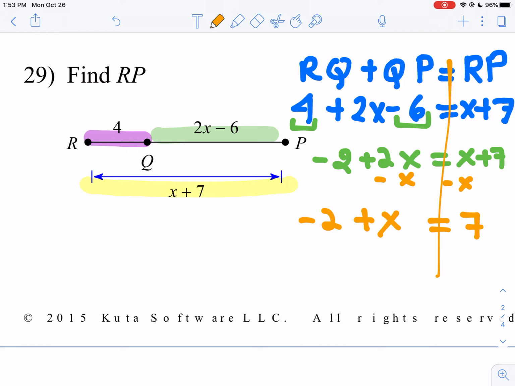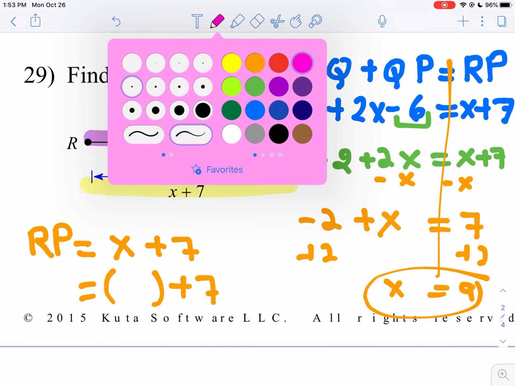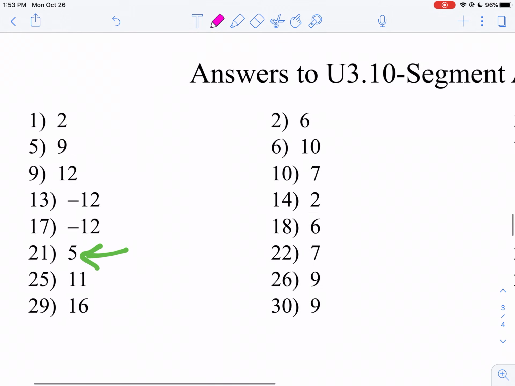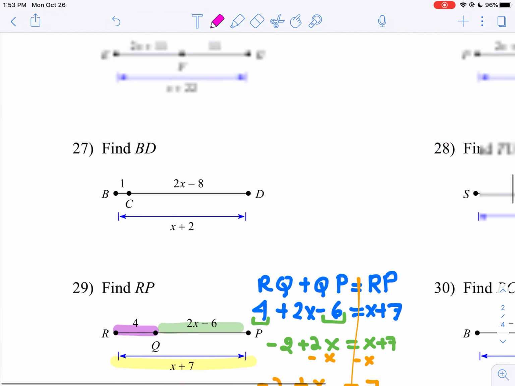And if I add 2 to both sides, I get 9. And if you check in the back of the book, the answer is not 9 because we have one more step to do. Our RP is equal to x plus 7. Okay, so you need to plug in your x. Okay, put 9 in there. 9 plus 7 is 16. So we can go and check number 29. Make sure that it is 16, and it is. And this is how you do these problems, okay?